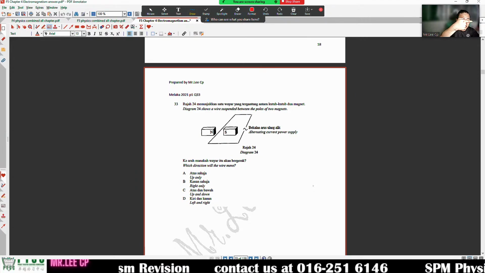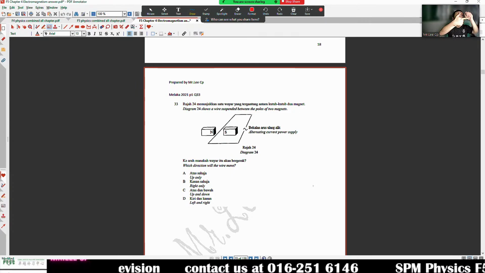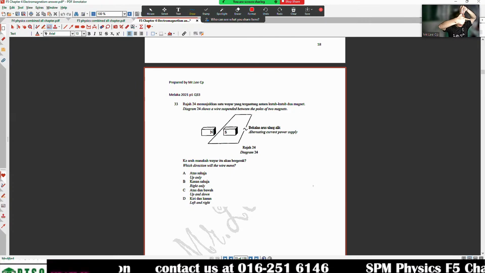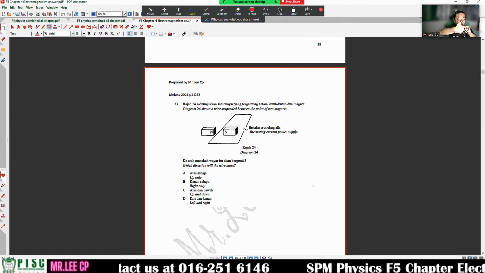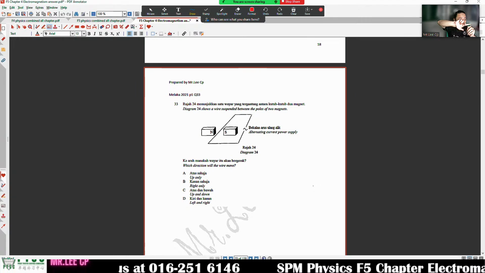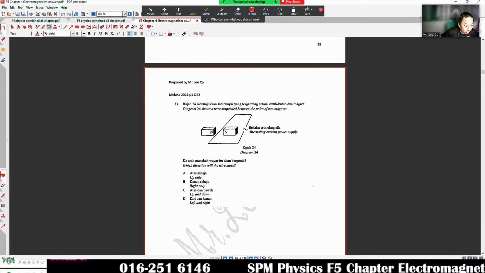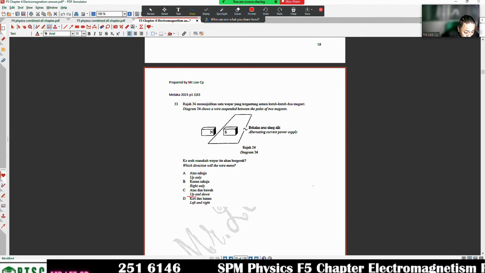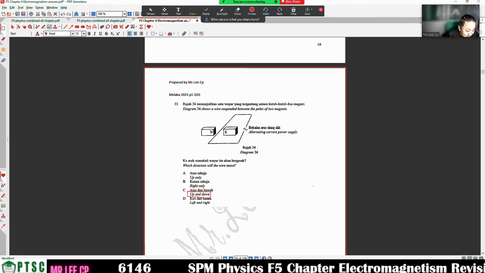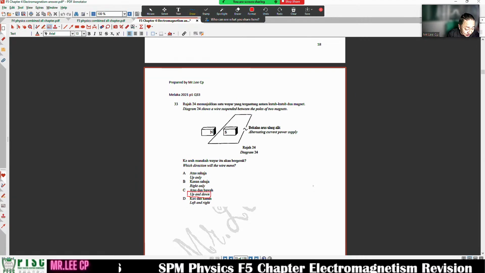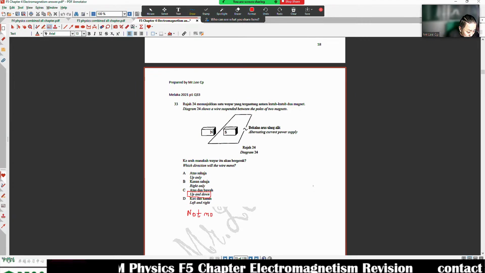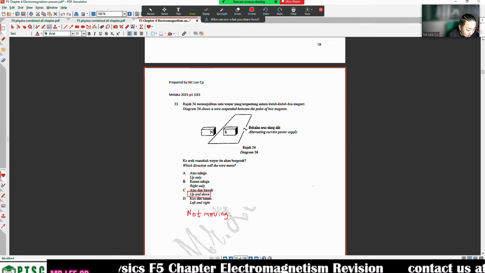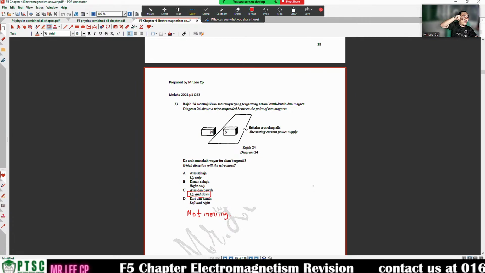North to south. The current flows out, then it will go up, right? The wire will go up, right? You got one force going up, pushing it up, right? If the current goes in, the force will go down, right? So it will go up and down. But to be honest, if you see another answer, like not moving, also can. Why? Because it moves up and down too fast.